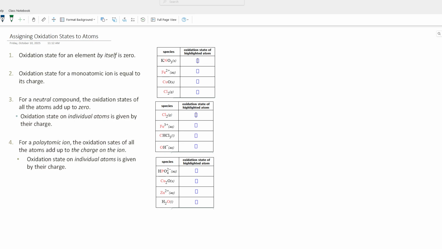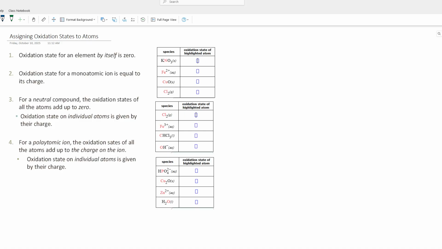Okay, my friends, let's talk about assigning oxidation states. There are some rules that we can follow in order to do that. So let's do that and practice it. And this should be very, very much doable for people. So let's go over these rules.